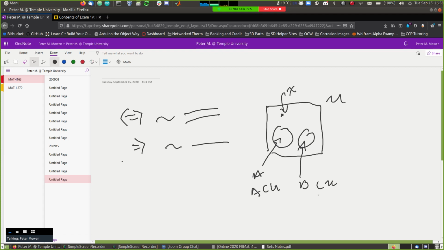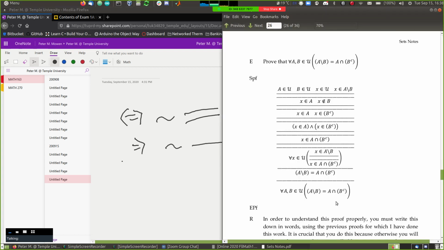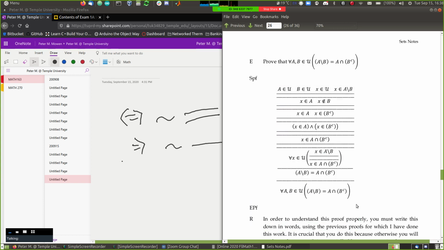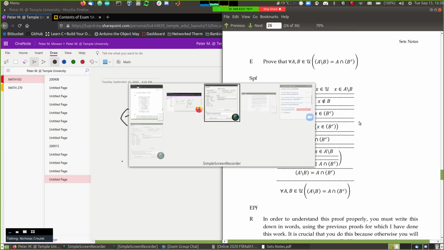It's really hard to write with the stylus and stuff. Any other questions about the exam or the notes packages or anything else?